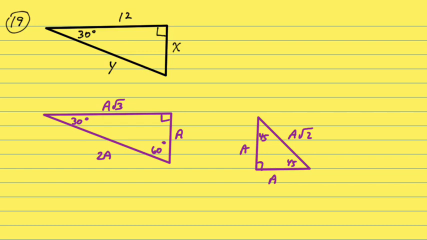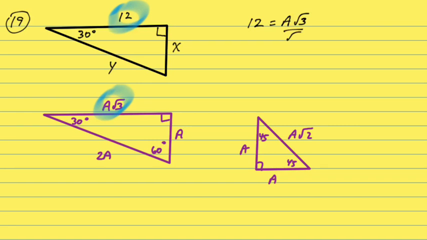Okay, what I did was I wrote 19 down here and I put this 30, 60, 90 triangle with its sides underneath it. Over here is a 45, 45, 90 with proportions. However, it doesn't apply to this question. If I look at this one, I notice that the 12 corresponds with a radical 3. So 12 equals a radical 3.